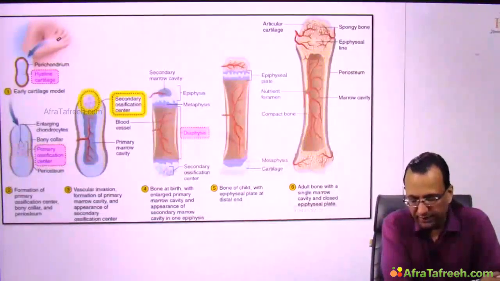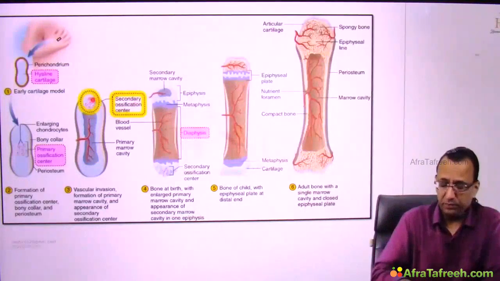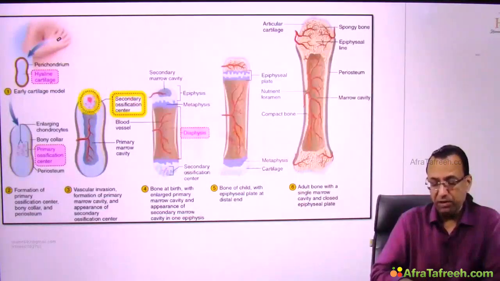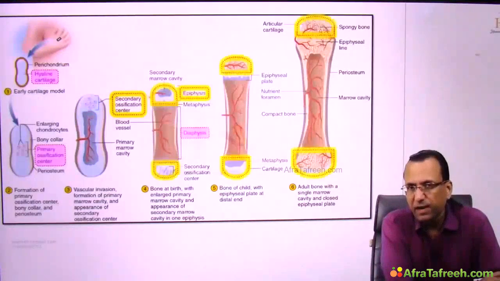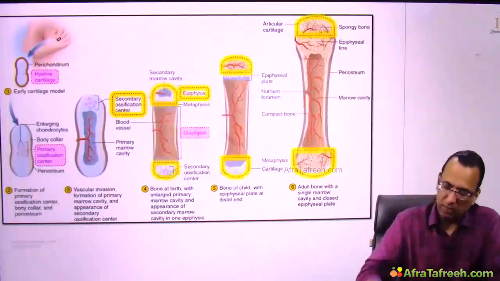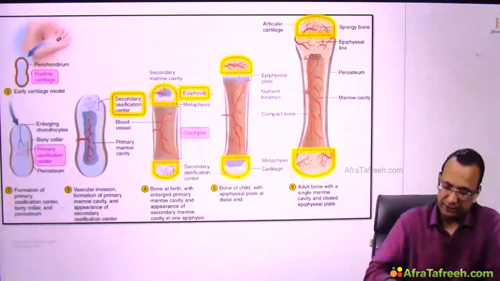And what are the secondary centers? Secondary centers of ossification usually appear after birth, and what do they form? They will form the epiphysis, the ends of the bones, which can be multiple in number. So when you're talking about the ends of the bone, there can be multiple epiphyses.